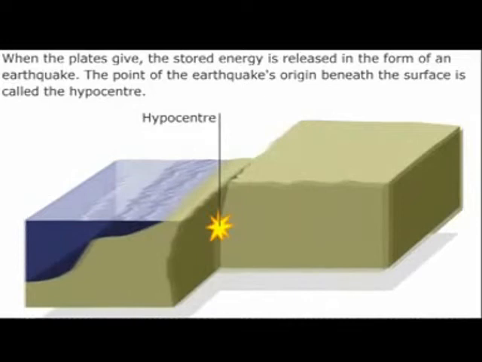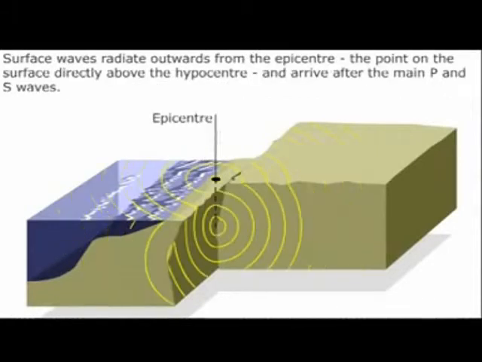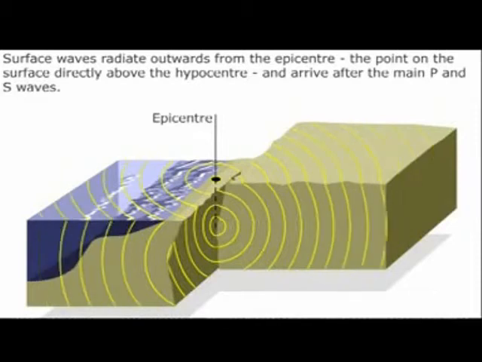The point of the earthquake's origin is known as the hypocenter. An earthquake emits its power as three waves of energy. Primary, or P waves, are felt as a sudden jolt. Secondary, or S waves, arrive a few seconds later and are felt as a more side-to-side shaking. Surface waves radiate outwards from the epicenter, the point on the surface directly above the hypocenter, and arrive after the main P and the main S waves.